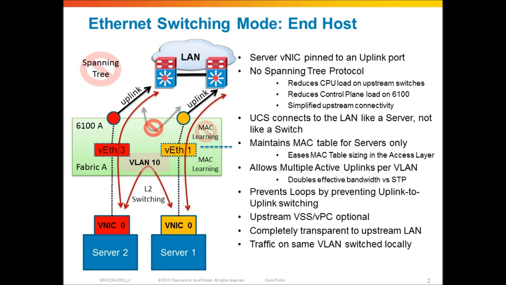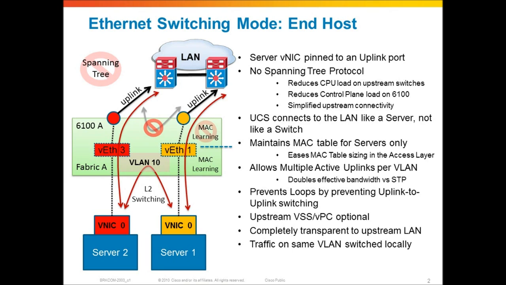So there is no spanning tree processing at all between the Fabric Interconnect and the upstream LAN. This reduces CPU utilization on the Fabric Interconnect. It reduces CPU utilization on the upstream LAN switch. And because we do this pinning logic of server to uplink, there is no need to really learn MAC addresses from all of the devices outside of UCS. So there's no MAC learning at all that happens on the uplinks. If a server in UCS is sending a packet to something that's unknown by UCS, well, we just simply forward it out the pinned uplink.